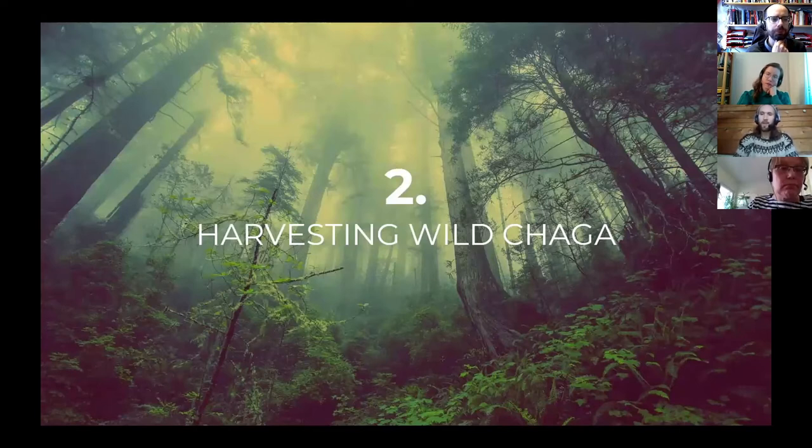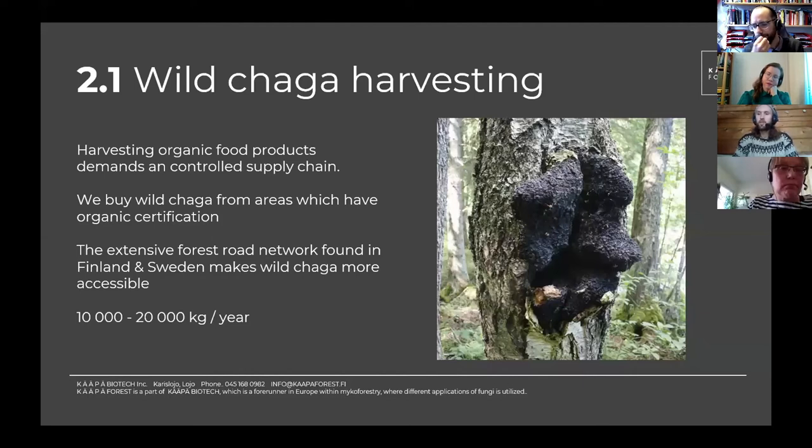So how do we get something to process? When it comes to harvesting wild chaga, it's important to understand that we are dealing with an organic food product. So it sets certain limits. We can't just take any piece of chaga from anyone's backyard. But in Finland, the state offers organically certified forest areas, and you can buy maps for them. And we then distribute the maps to third-party collectors who then collect the chaga and we buy it from them. And in Sweden, we're starting the process right now. So if anyone is from Sweden and interested in hearing more or interested in collecting wild chaga, you can be in contact with me afterwards. And we're looking right now to buy around 10 to 20,000 kilos of wild chaga per year.